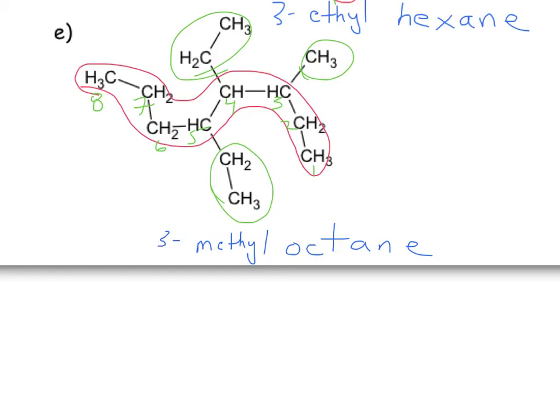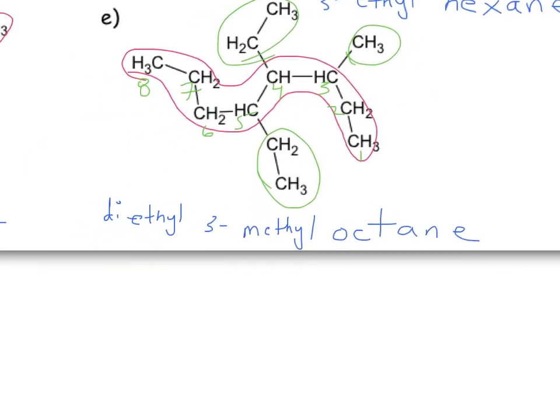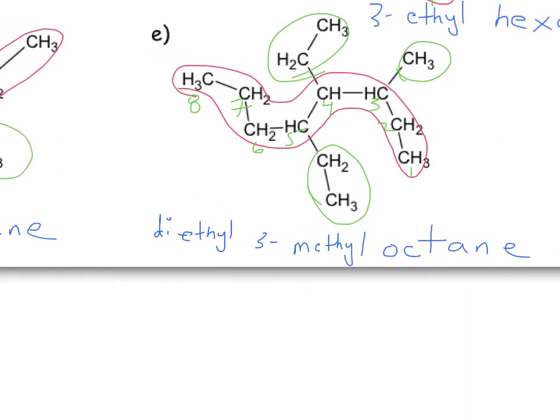And I have 2 ethyl groups, each one 2 carbons long. So because I have 2 of them, I'm going to use the prefix di in front of my name. And those ethyl groups are on carbon number 4 and carbon number 5. So the answer for E is 4,5-diethyl 3-methyl octane.